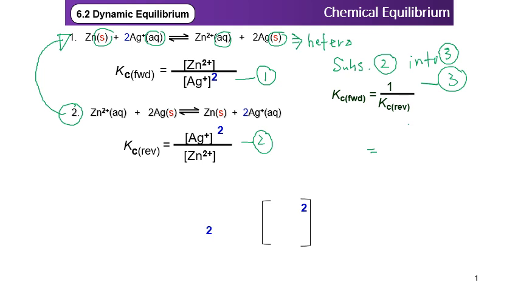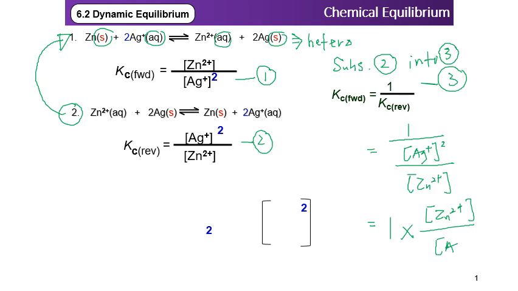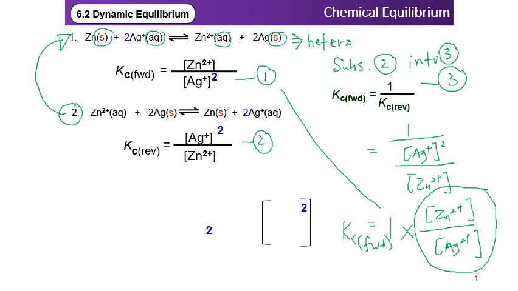Okay, equal to 1 over the concentration of silver to the power of 2 divided by the concentration of zinc ion. As in mathematics, I will maintain the 1 over, which will become multiplied, and then reverse the position of the zinc ion and the silver ion. Now I check this one, and this one should be equal to Kc forward. So it is similar to the first equation.